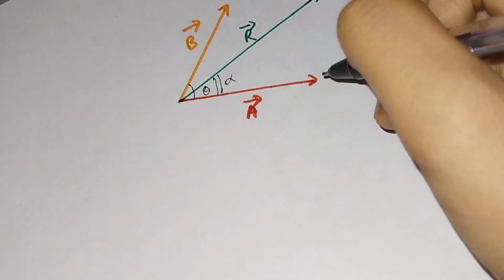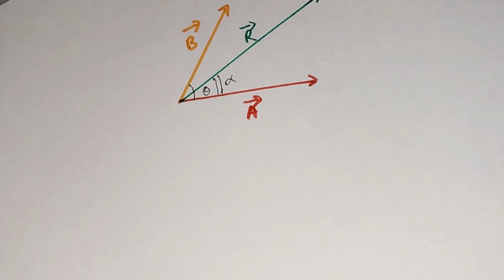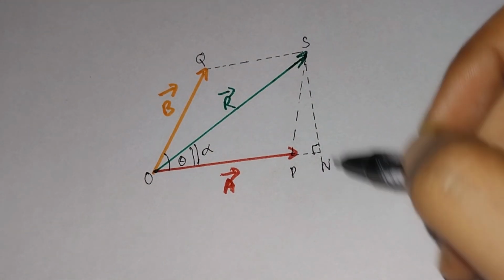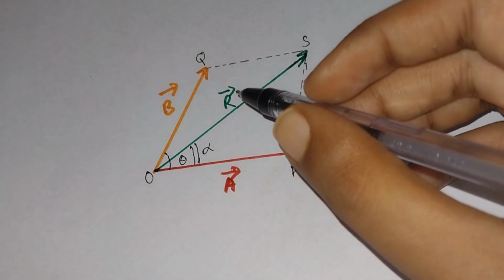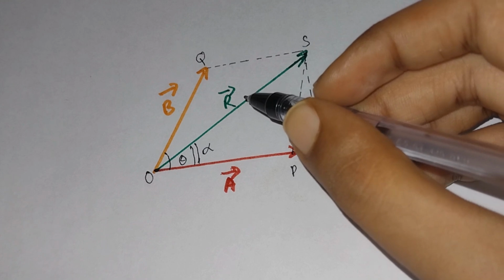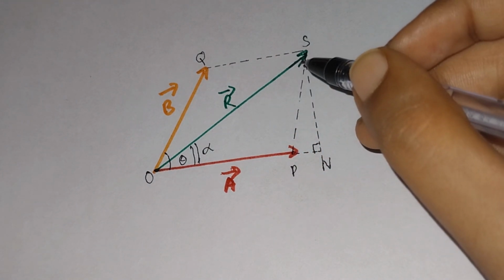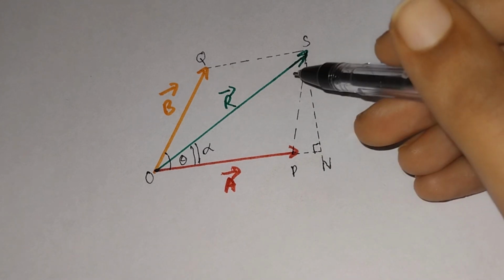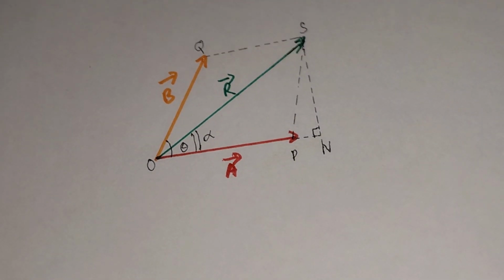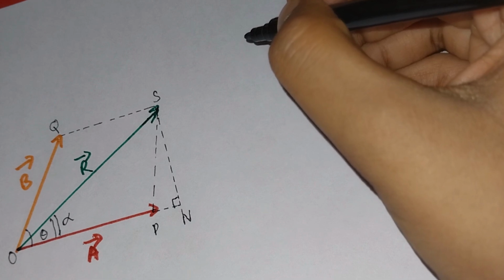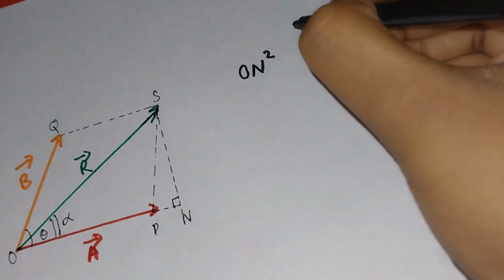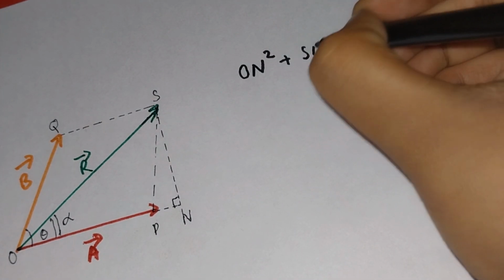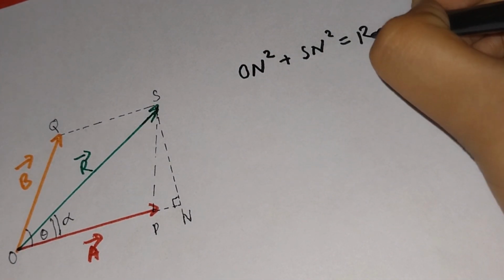So for that we have to draw a right angled triangle. Okay, so let me draw a right angled triangle. I have drawn the right angled triangle, triangle ONS. Now we need to find the magnitude of R vector. So for that we have to apply Pythagoras theorem in triangle ONS. Applying Pythagoras theorem, we will get ON square plus SN square equals R square.